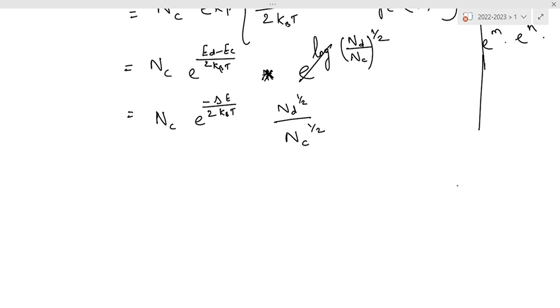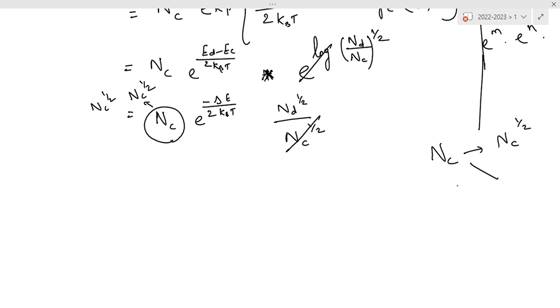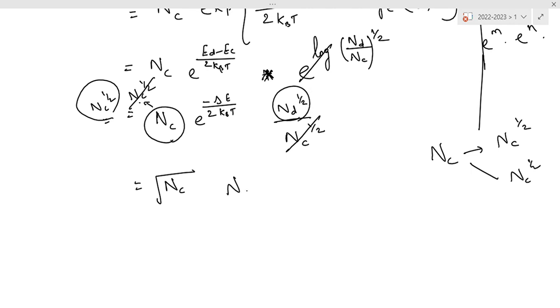So here this NC power half is cancelled with Nc power half and Nc power half. That is, I am writing Nc as square root of Nc and square root of Nc. So one gets cancelled off and the remaining is written as Nc power half, or I can write it as root also. And then here I have ND power half, root ND, and I am writing it as e power minus del E by 2 kBT.